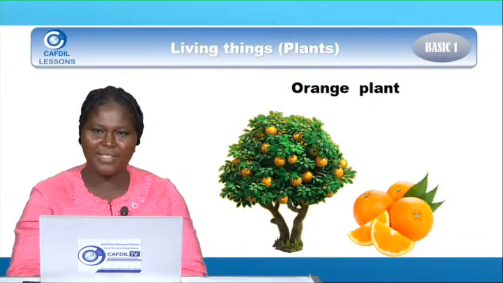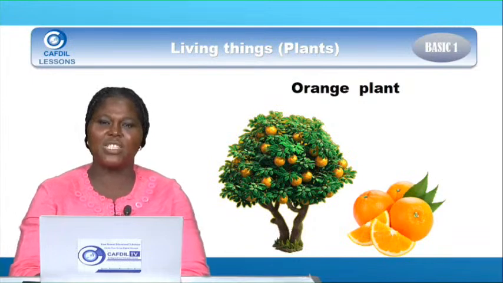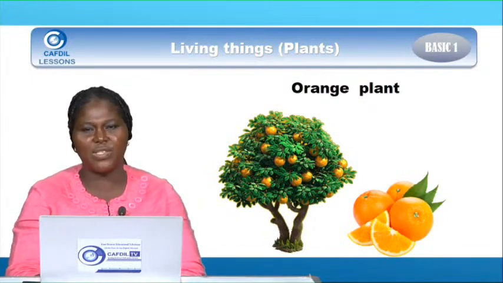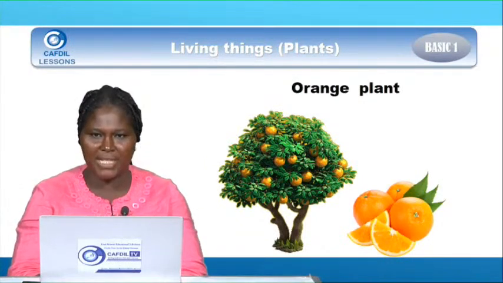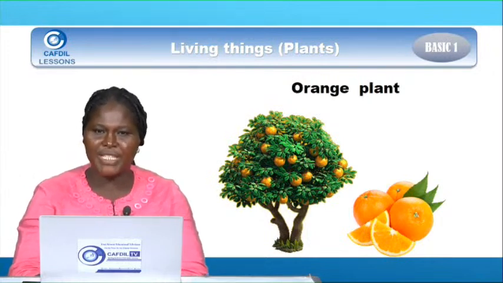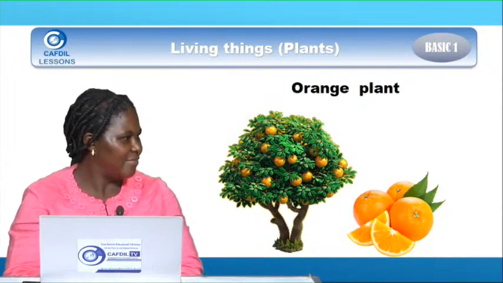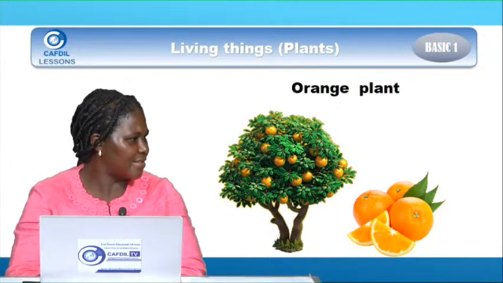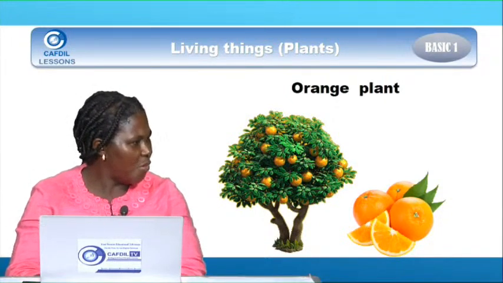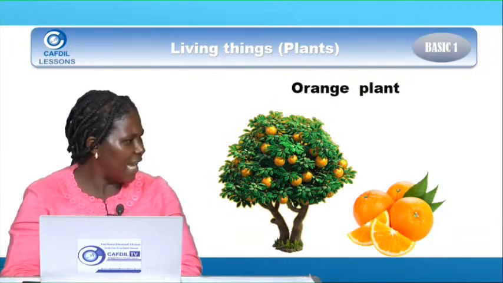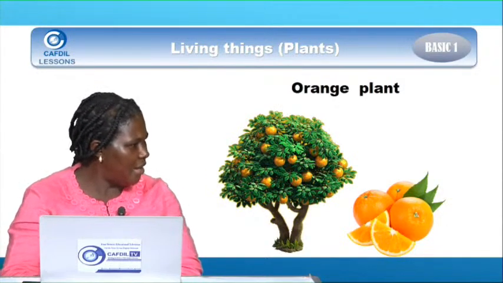Banana plants. Another plant is orange plant. Let's all say it. Orange plants. Once more, orange plants. Now, as we can all see, this is very nice plants. We have some oranges on it. The color of the oranges are yellow.